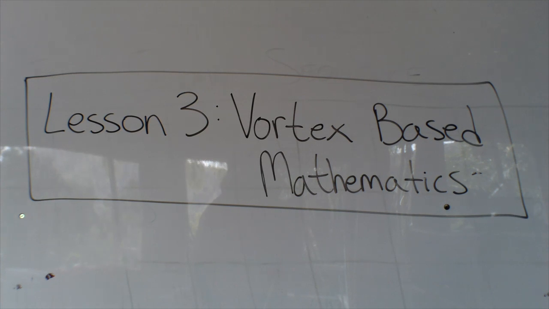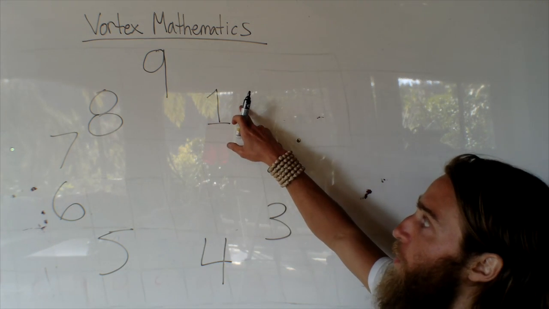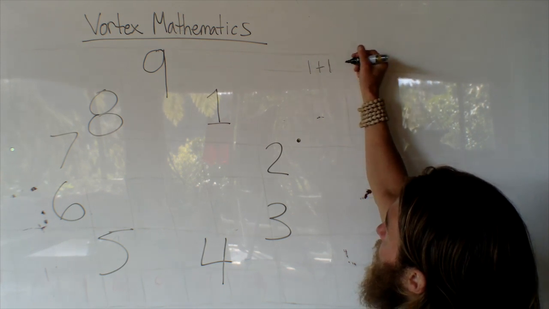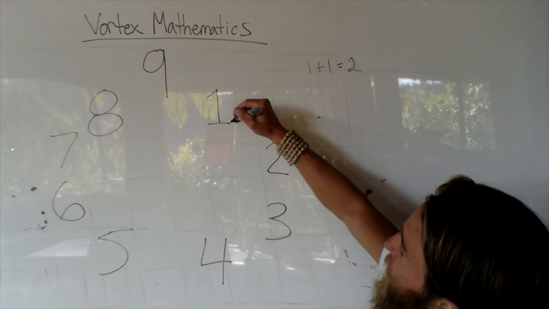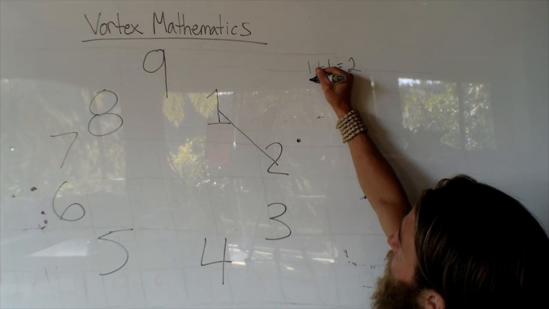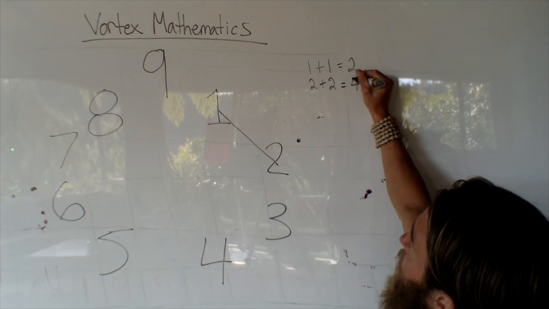Lesson 3, Vortex-based mathematics. Now we're going to do the same sequence that we did with the Fibonacci sequence. We're going to start off with 1 and add it together. So we got 1 plus 1, that equals 2. So let's draw a line from 1 to 2. Then we take the 2, we're going to double 2. 2 plus 2 equals 4.